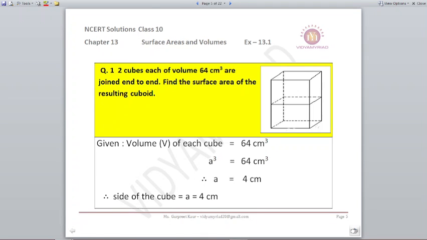Question number 1. Two cubes of volume 64 centimeters cube are joined end to end. Find the surface area of the resulting cuboid. Now cube volume is already given to us, and side cube is equal to 64, which is given. So we know side comes out to be 4 centimeters. So the side of a cube is 4 centimeter. Two cubes have been joined together.